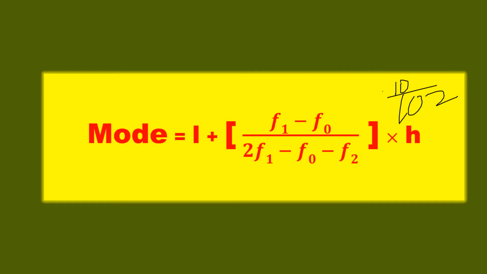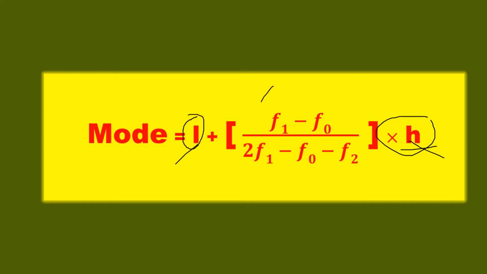Now you can read it like this: F1 minus F0 by 2F1. Here you should put 2, so the coefficient of this one is 2. 2F1 minus F0 minus F2 into H. This L and H are common for median also. You just remember it this way, and the middle part you remember by 1 0 1 0 2. If you remember it this way, you will not be confused where to put what. Some of you will confuse, like here you will put 0, here you will put 1. So for that I am telling you 1 0 1 0 2. Okay, formula finished.